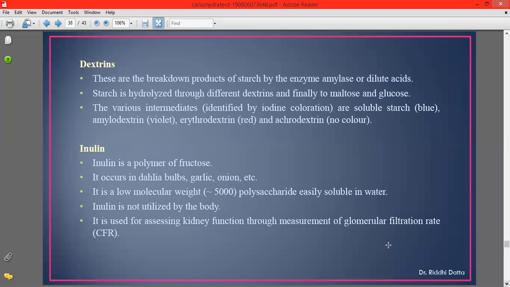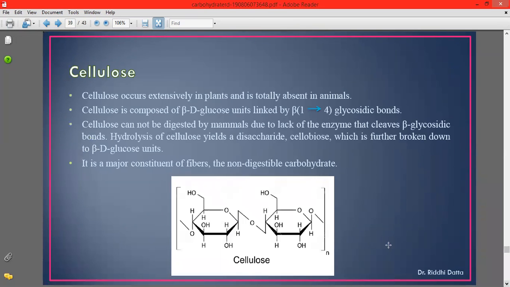The next sugar is inulin. Okay, so inulin is also a polymer of what, that is also a polysaccharide. Okay, inulin is a polysaccharide which is the polymer of what, fructose units, and that occurs in garlic, onions, dahlia bulbs, બરાબર દરેકની અંદર હોય છે, and it is a low molecular weight polysaccharide and easily water ની અંદર શું થાય છે, solubilize થાય છે, and inulin is not utilized by the body, so it is used for assessing the kidney functioning, okay, through the measurement of this GFR, the glomerular filtration rate જે છે એના માટે તમે use એને કરો છો measurement માટે.